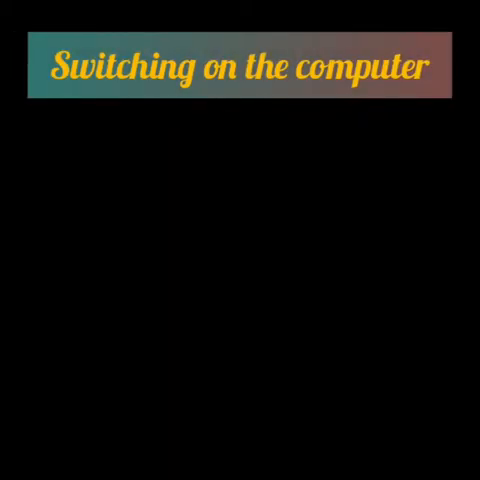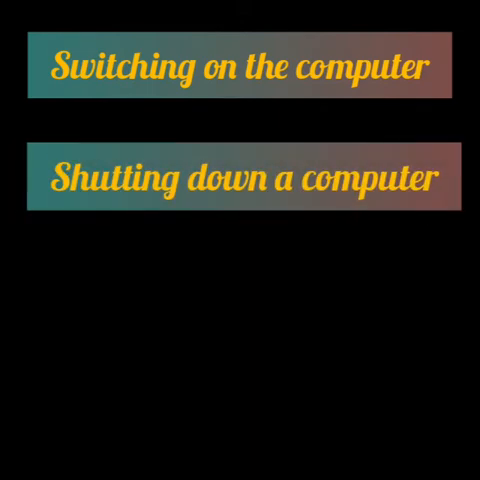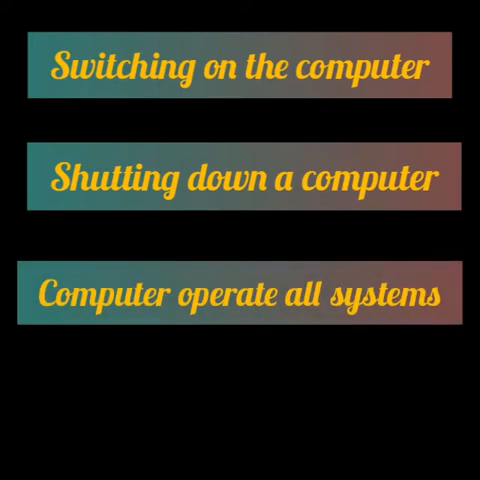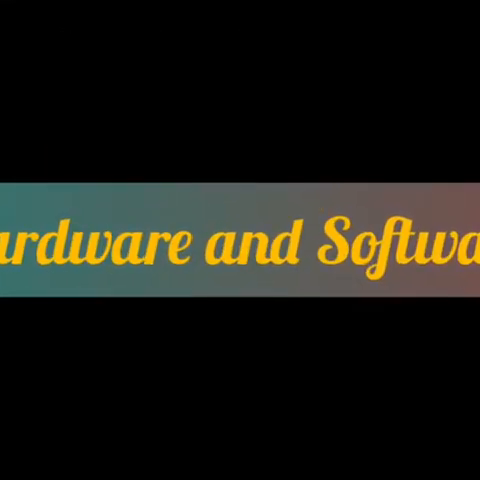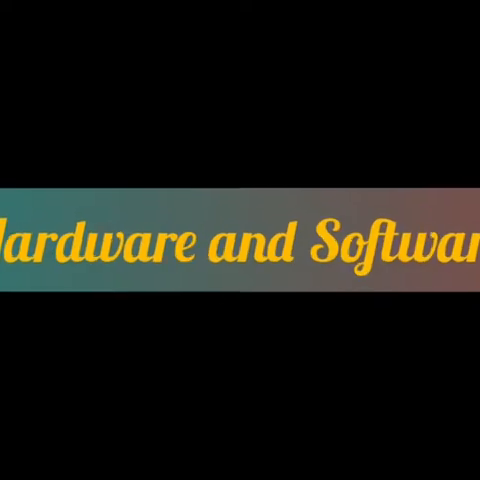So students, what we had learned in previous chapter? Yes, first switching on the computer. Second, shutting down a computer. And third, computer operate the all systems. So today we are going to learn hardware and software.